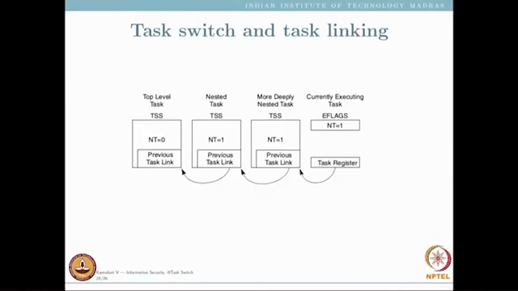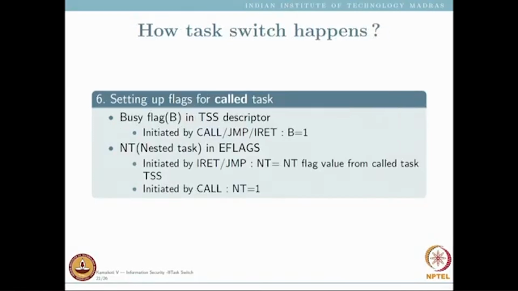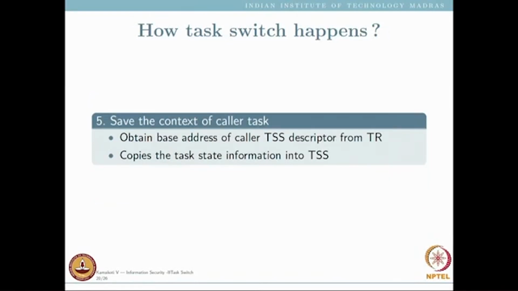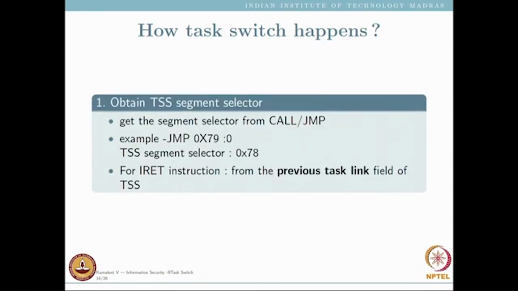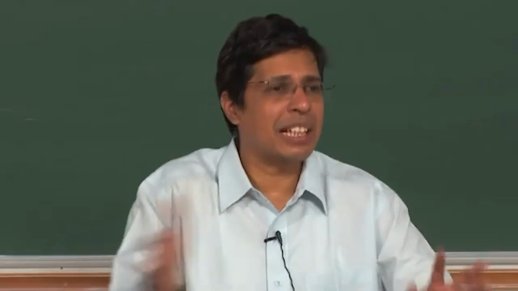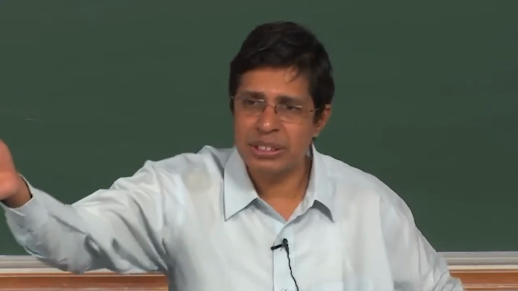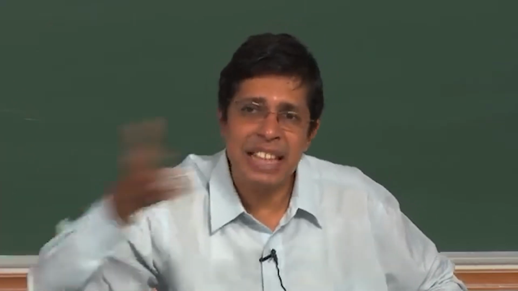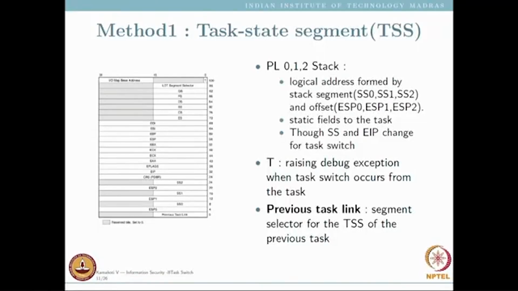So when I do a call, what is the difference between a jump and a call? With a call I have to return back. When I do a call as a task switch, I call some other process, that means I completely come out and he executes. After he finishes and returns, I have to come back here. Please note that there is a previous task link at offset 0. This will point to the previous task state segment.